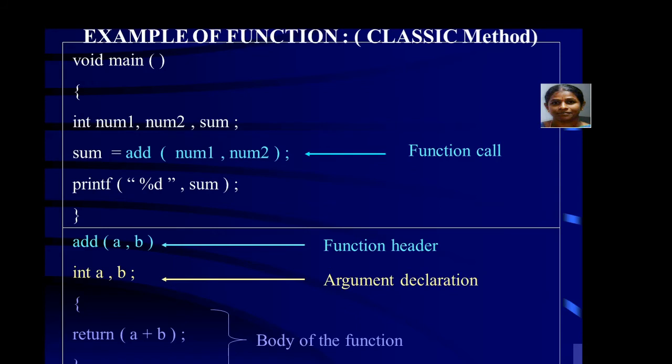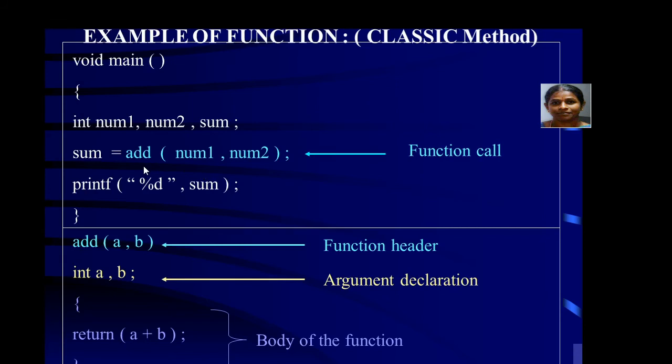And this is an example of a function. If you see here, your C program has two functions. One is main, the other one is add. So how do you transfer the control? You know that the control is always transferred to the main function first. From there, how will you transfer the control to the function called add? You have to make a function call. This is a function call.